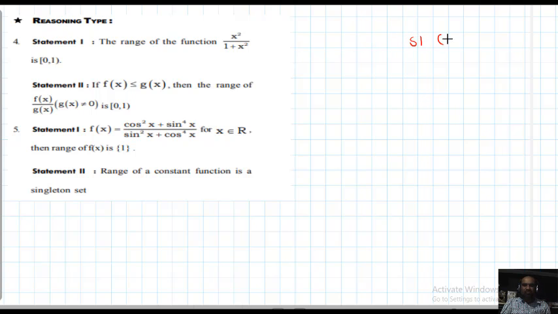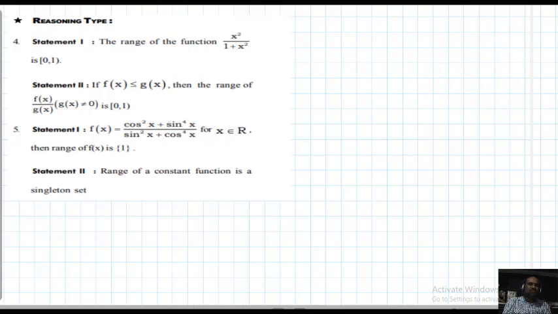Statement 1 is true, statement 2 is also true, and statement 2 is the correct explanation of statement 1: you can choose 1 as the answer. If statement 1 is true, statement 2 is also true, and statement 2 is not the correct explanation of statement 1, you can choose 2. If statement 1 is true and statement 2 is false, we can choose 3. If statement 1 is false and statement 2 is true, you can choose 4 as the answer.